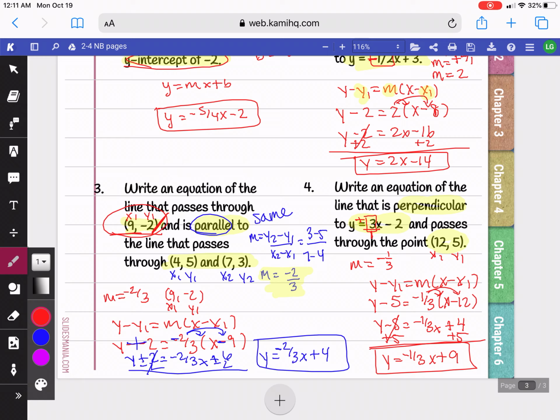So to summarize, this is just what we were doing in the previous lesson. If they say parallel, then your slope's going to stay the same. If they say perpendicular, then you need to change the sign and flip the fraction. If it's perpendicular and your original slope is a whole number, you can put it over an imaginary 1. So like here it was 3 over an imaginary 1. When you flip it, it becomes 1/3.